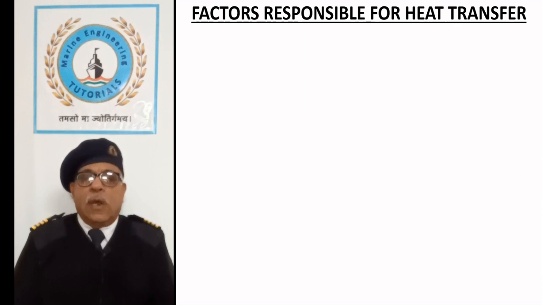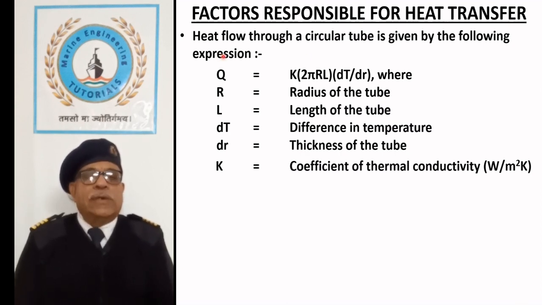Factors responsible for heat transfer. We have observed from the above equations that heat transfer is directly proportional to the surface area and temperature difference across the two fluids and inversely proportional to the distance between them. Heat flow through a circular tube is given by the following expression. Q = k × 2πRL × dT/dr, where R is the radius of the tube, L is the length of the tube, dT is the difference in temperature, dr is the thickness of the tube, and k is the coefficient of thermal conductivity.